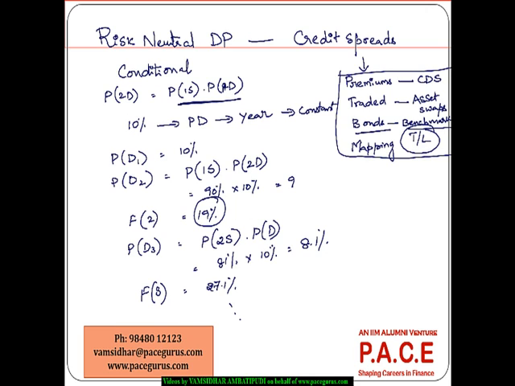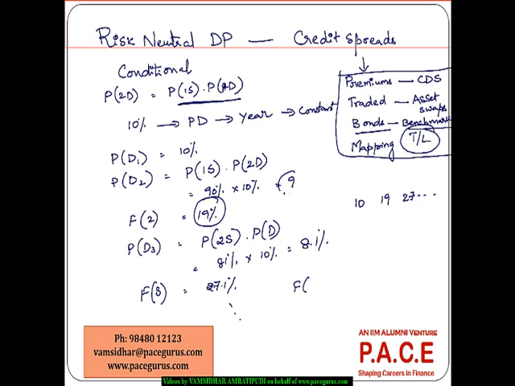Now if I generalize it, this cumulative, if you look at it, 10, 19, 27, this is what is occurring. This is the process that is coming out.